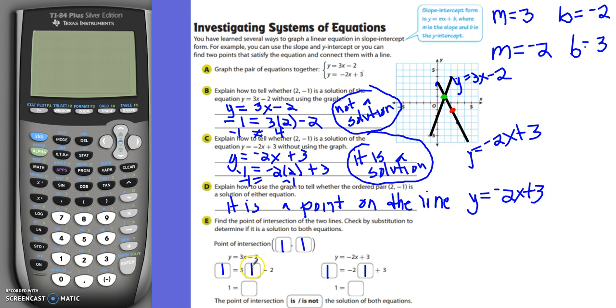3 times 1 is 3. 3 minus 2 is 1. 1 equals 1. That's a true statement, so that's a check. Now, -2 times 1 is -2. -2 plus 3 is 1. 1 equals 1. So the point of intersection is the solution of both equations. All right, let's go to the back side.